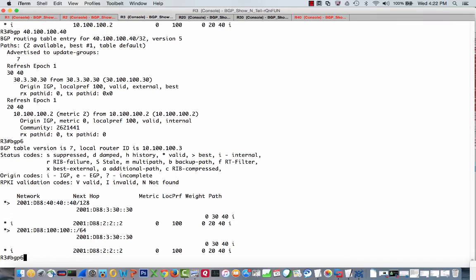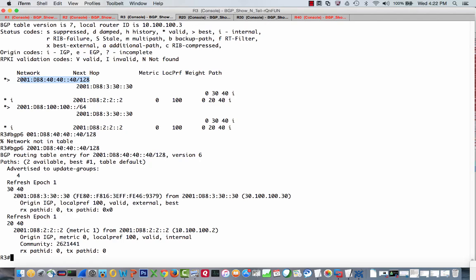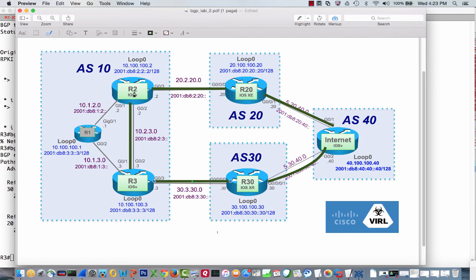And so if we actually do this and then put this in, network not in table because I forgot the 2 there, so let's try that again. So we're going to go down and down and down, and local preference and weight is 0, and so on. And again, we're going to go all the way down to external. So external is the best one. So basically what's going to happen is, again, R2 is going to prefer R20 to get to these 2 prefixes, and R3 is going to prefer R30 to get to these 2, as opposed to R2.